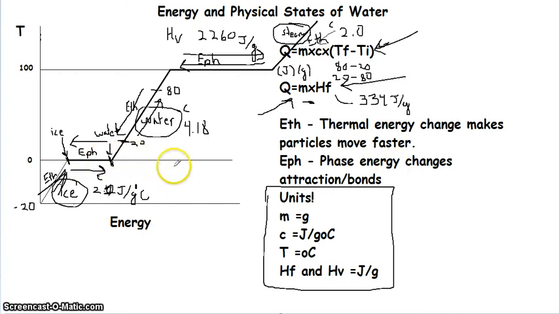So in a nutshell, when we do these problems, you're going to want to know where you start and where you end. And the most complicated problem we'll ever get is if you start with negative degree ice, and then you melt it, and then you heat it up, and then you vaporize it, and then you heat up steam. But that's the basics there of the phase changes of water and the energy involved.